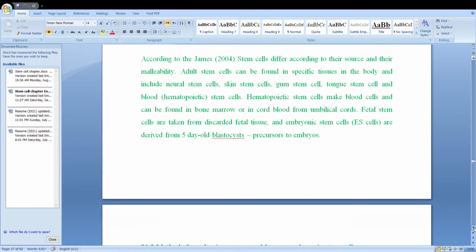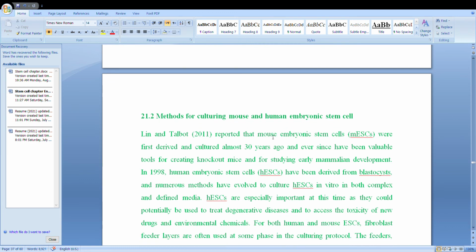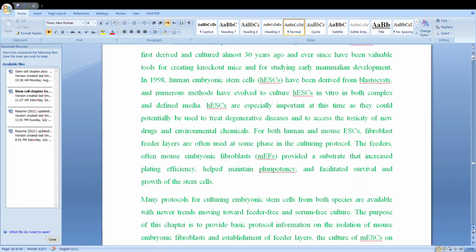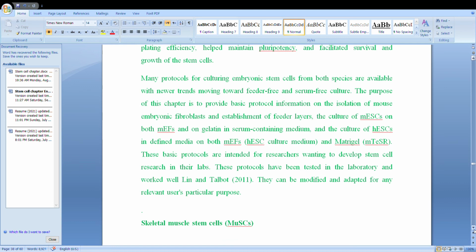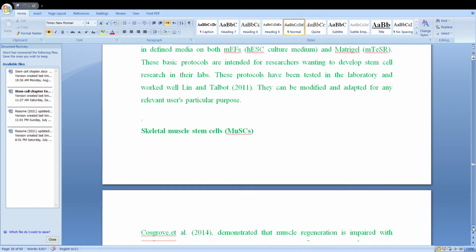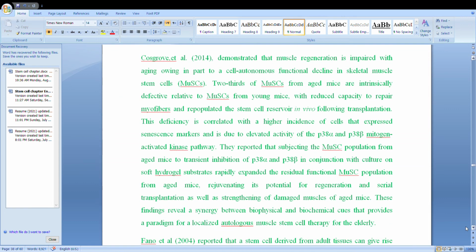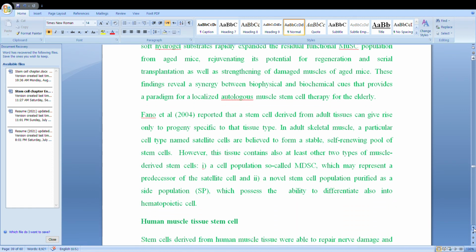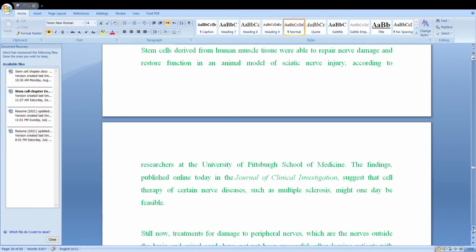Others describe methods for culturing mouse and human embryonic stem cells. Many scientists are using animals, other scientists are using humans, other scientists are using plant samples. Skeletal stem cells, they made their report here. We can see different types of reports. If we study them, then we can understand.